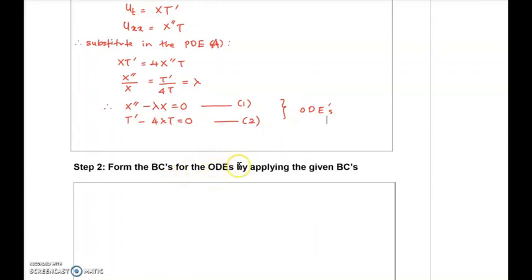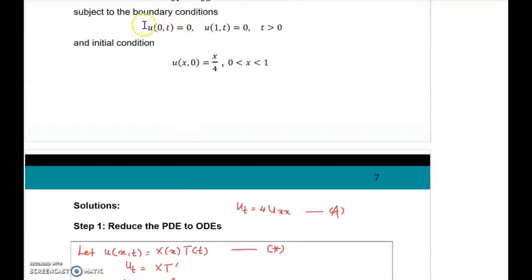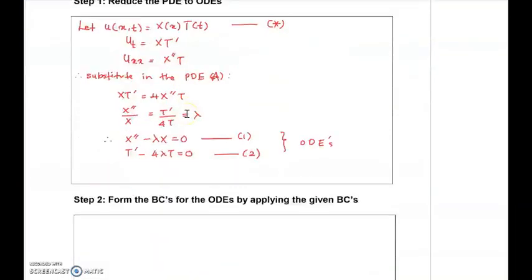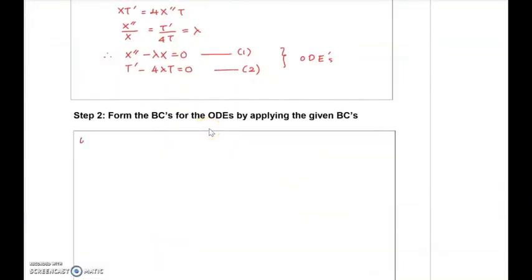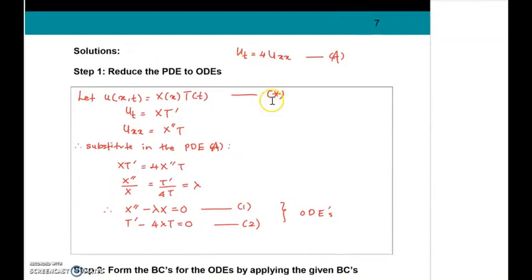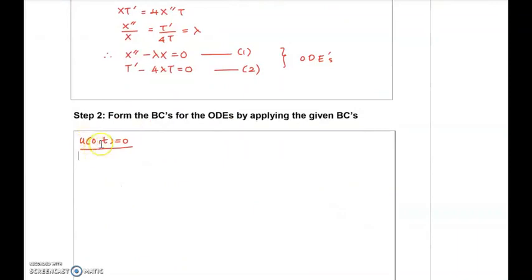How are we going to do that? Basically by applying the boundary conditions given in the problem. The first boundary condition given to us is u(0,t) equal to 0. Based on the asterisk equation, when x equals 0, u equals 0.